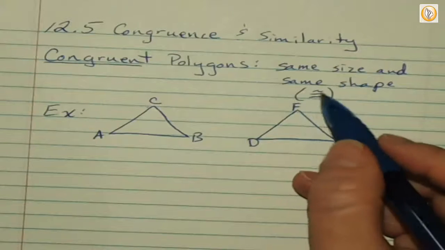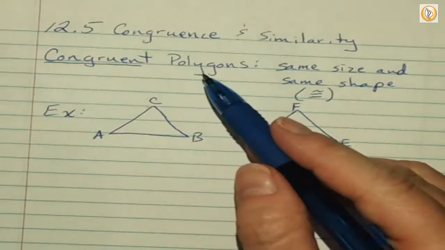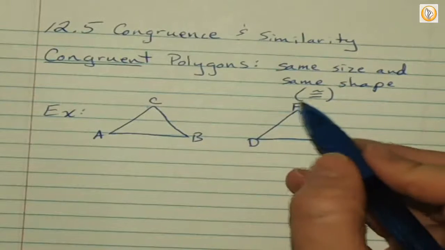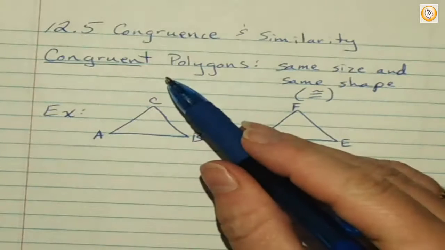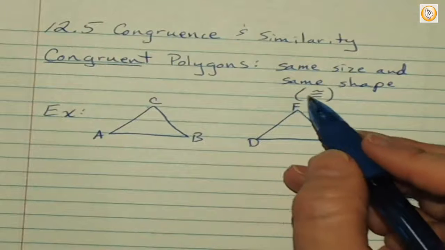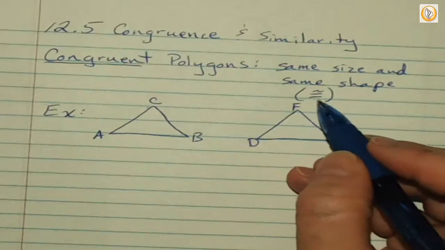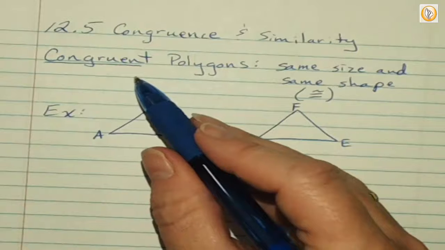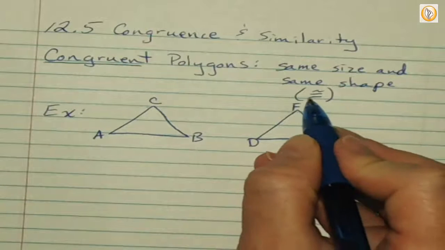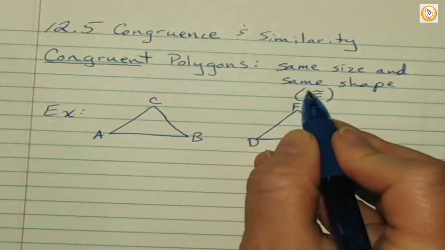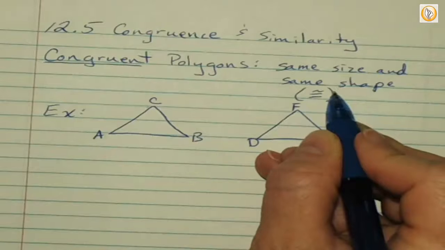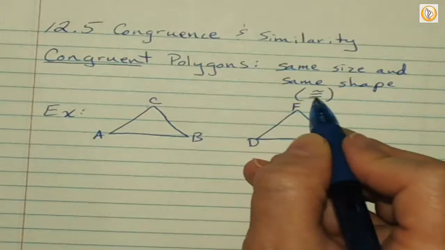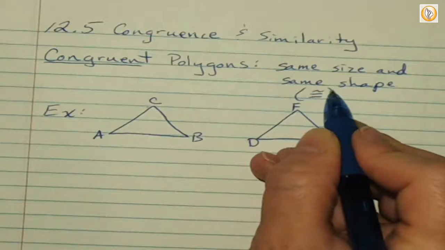Okay. This is the symbol for congruent. Can you write it down? Shh. Let me finish. This is the symbol for congruent. This is an equal sign with a wavy line on top.